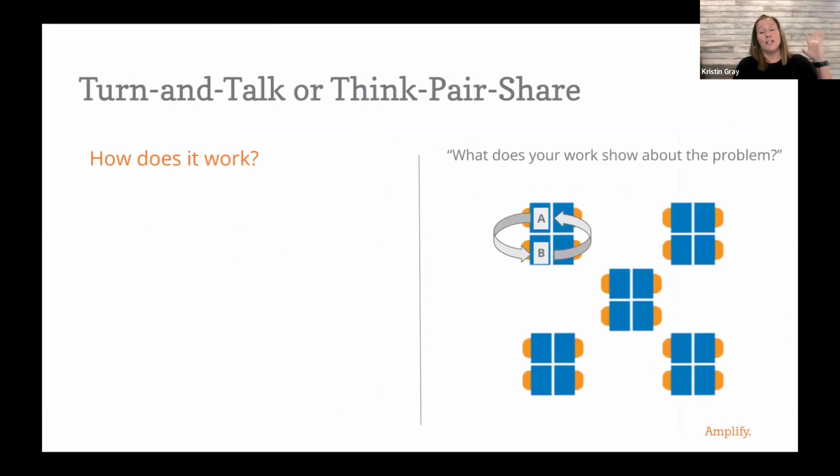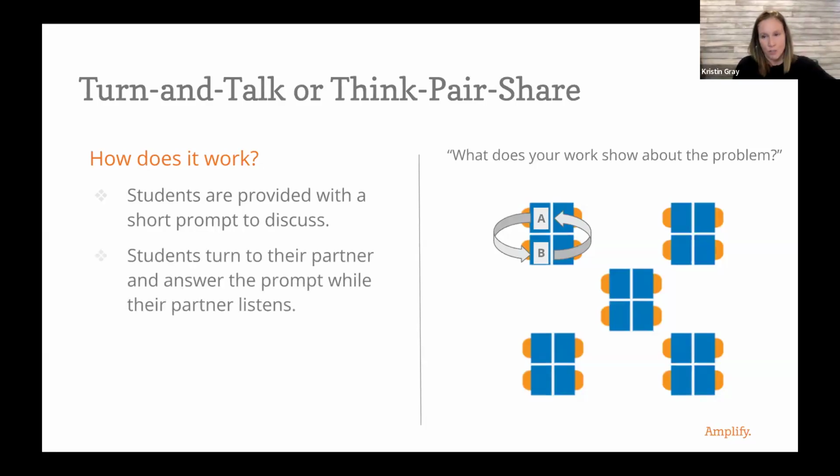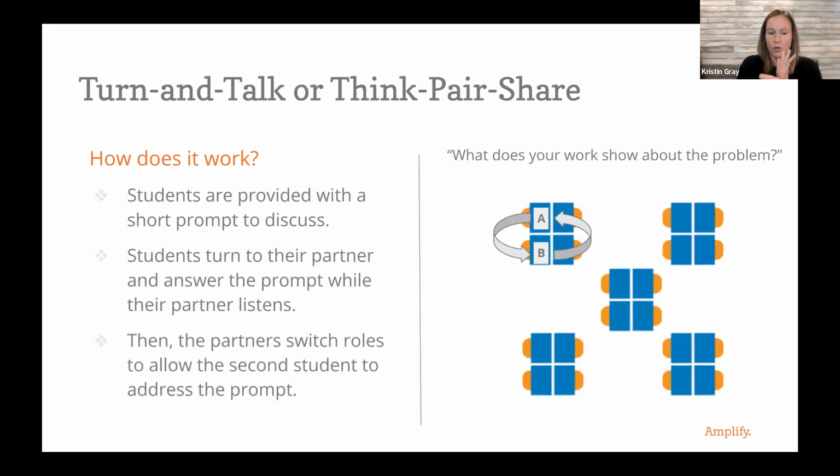This one I'm sure is very, very familiar. It's called a turn and talk or a think, pair, share. The way it works is students are provided with a short prompt to discuss. They turn to their partner and answer the prompt. Their partner listens, and then they switch roles, and the second student addresses the prompt while the first partner listens. Again, this is more that A-B talk that happens a lot.